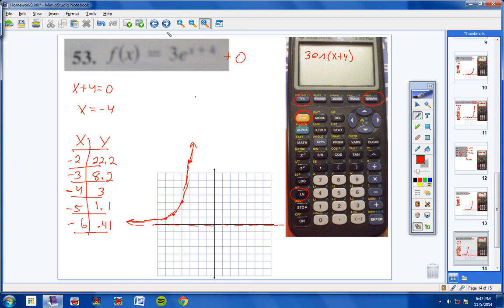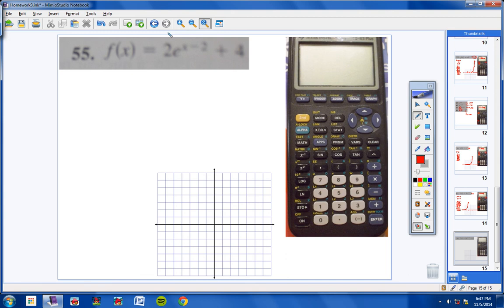All right, number 54 or 55. Okay, here we go. Now here we do have a horizontal asymptote right here, constant term of plus 4. So 1, 2, 3, 4. Here's our horizontal asymptote, okay? Now let's take our exponent, x minus 2, set it equal to 0 and solve. So that 2 right there will go right in the middle of my table of values. So 4, 3, 2 in the middle, 1, 0.